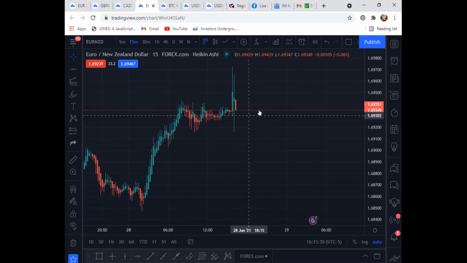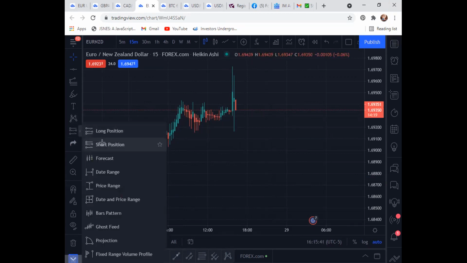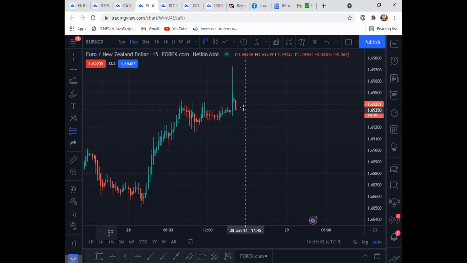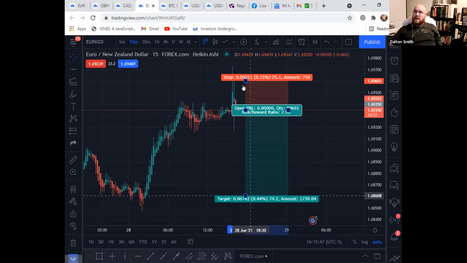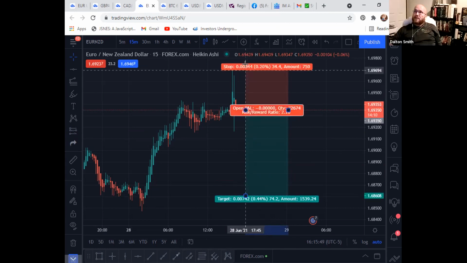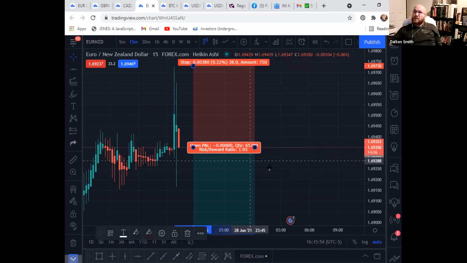Let's do it again, okay? So this is where the market's at. Let's say I'm going to enter right here, and it's a sell. We're going to say it's going down, right? So I would just come right up here. I would hit short position. I put it right on where I'm entering. I drag the bottom to my take profit. I take the top to my stop loss. And it automatically calculates my risk to reward ratio.